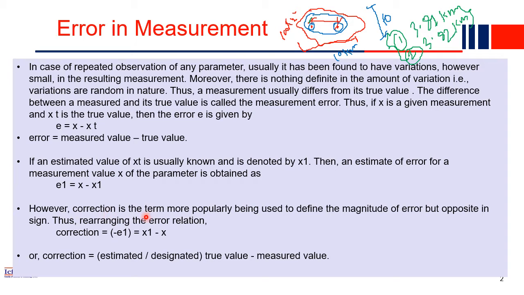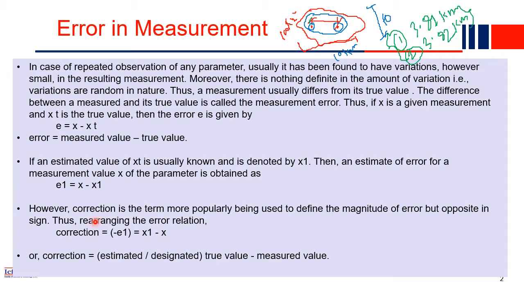However, the correction is more popularly used to define the magnitude of error but opposite in sign, therefore rearranging the equation. Basically, correction is always the negative of the error. So the correction is minus e1. If you substitute the e1 value here, you will get x1 minus x, right? So the correction equals true value minus measured value, in other words.